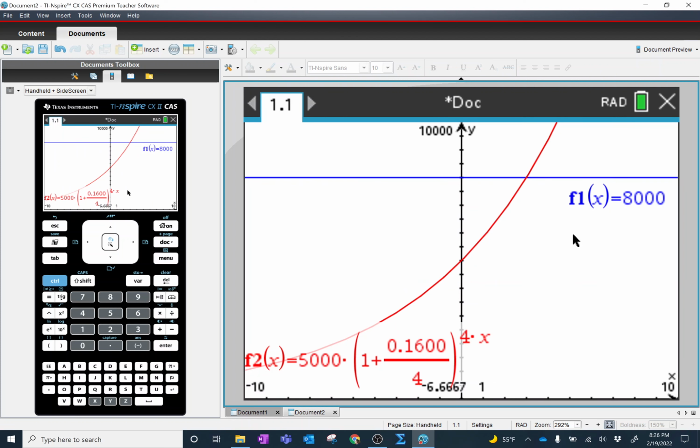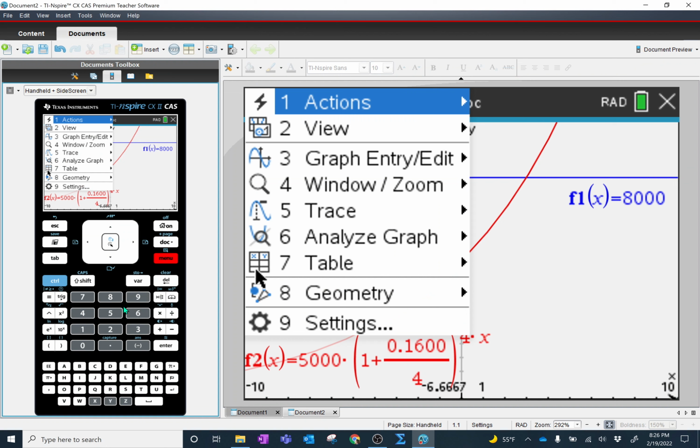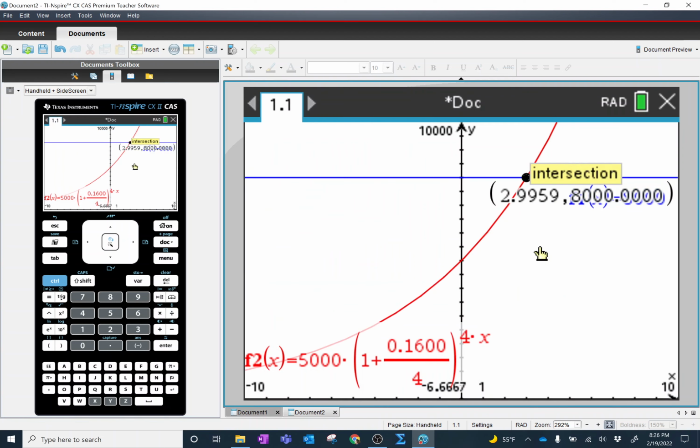So we go menu, analyze graph, intersection. And so let's highlight the intersection. Great, we see that's 2.9959. Now we don't want to round to 3, we want to go to the thousandths, which is 3 decimal places. So we look at the 5 and we see there's a 9 to the right of it. So our answer is going to be 2.996.